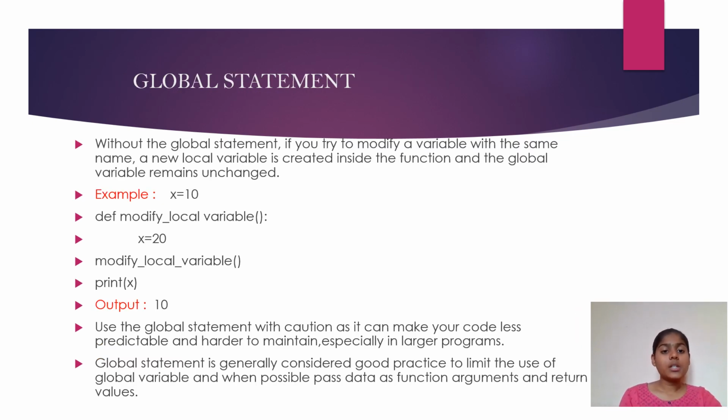Next, without the global statement, if you try to modify a variable with the same name, a new local variable is created inside the function and the global variable remains unchanged. Example: x = 10, def modify_local_variable(): x = 20. modify_local_variable(), print(x). Then the output we get is 10.